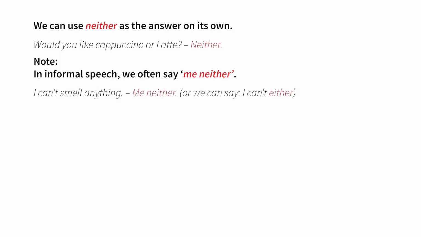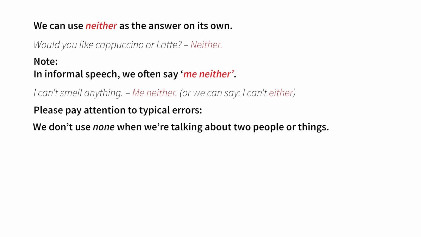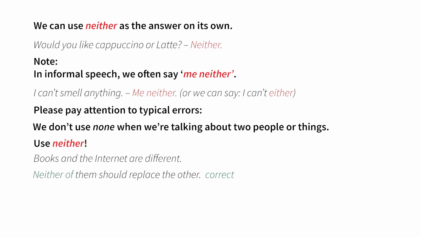I can't smell anything. Me neither. Or we can say, I can't either. Please pay attention to typical errors. We don't use none when we're talking about two people or things. Use neither. Books and the internet are different. Neither of them should replace the other. Correct. None of them should replace the other. Incorrect.